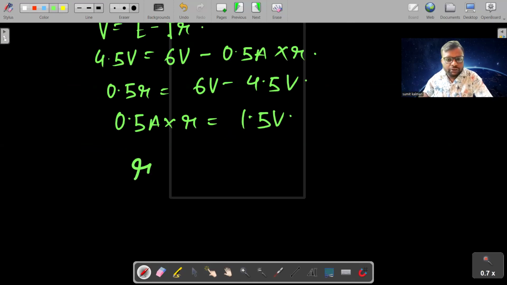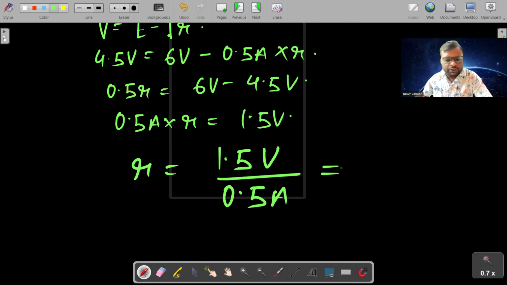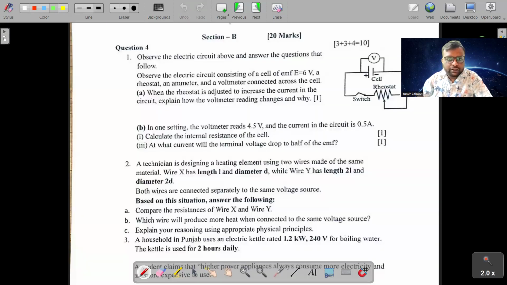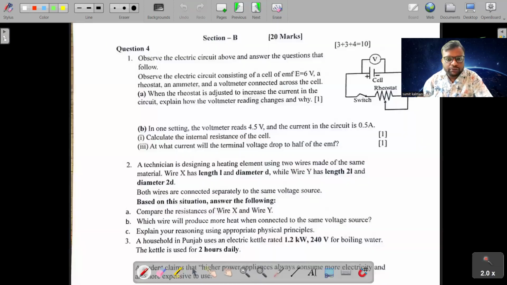r is equal to 1.5 volt upon 0.5 ampere. So dear students, if you will divide this, your answer will come out to be 3.0 ohm. So internal resistance is 3.0 ohm. So this is the correct answer to the problem.